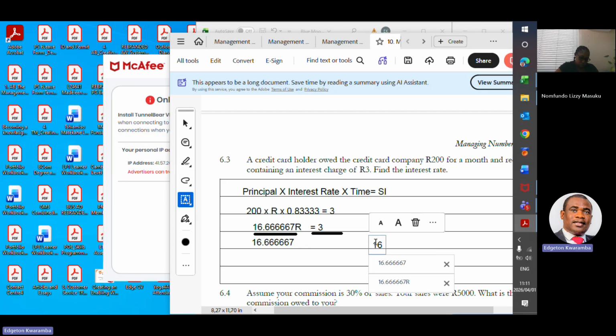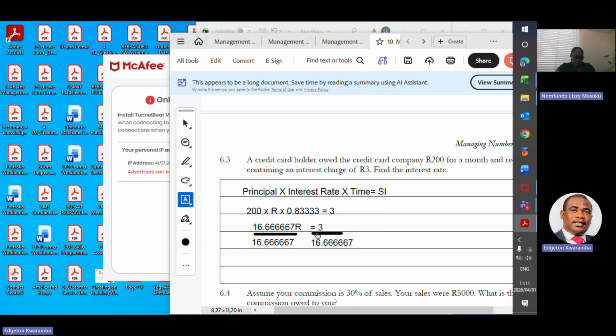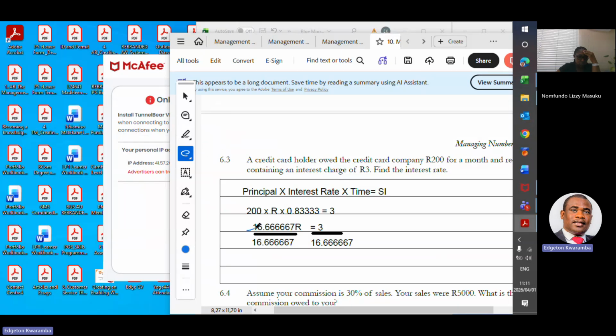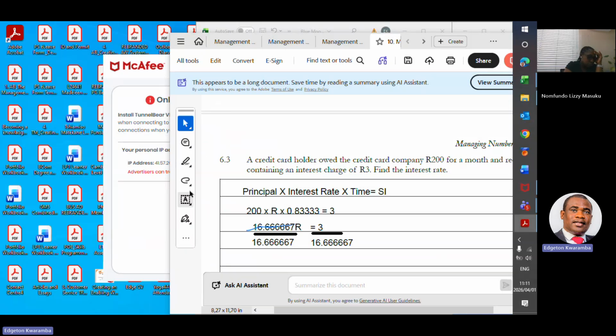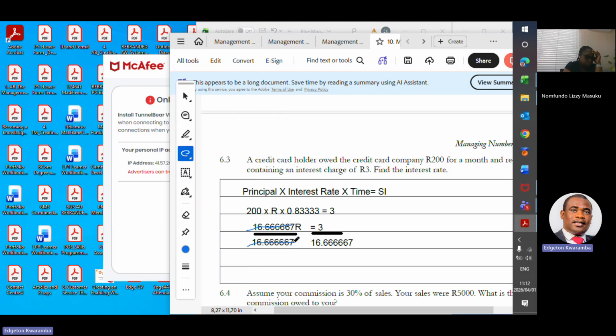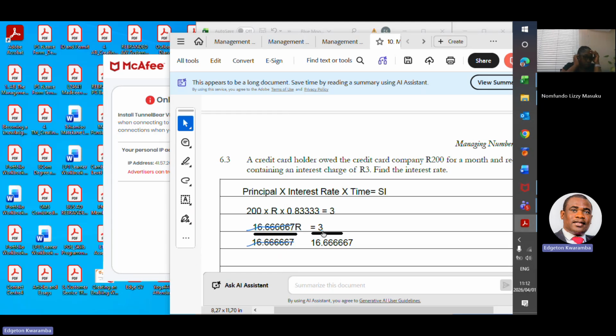So on this side, they will cancel each other. This 16 will cancel with this one, because they're all the same. So I'll remain with R. R is equal to 3 over 16.666.